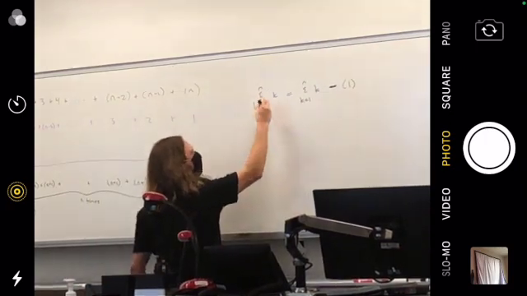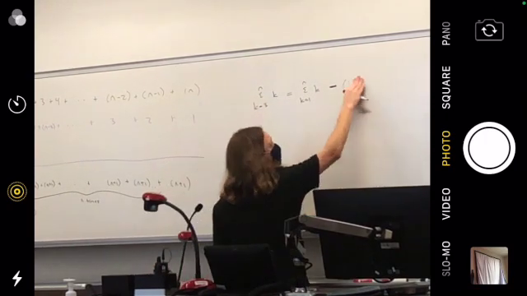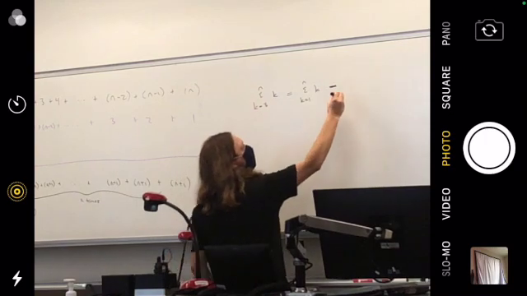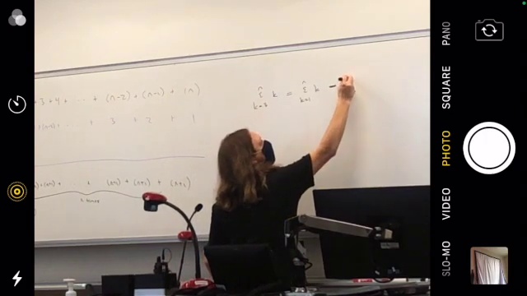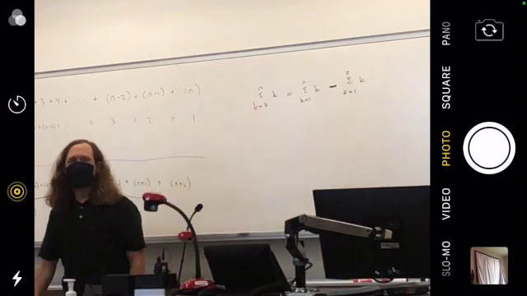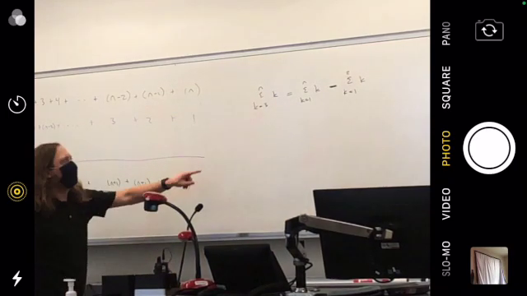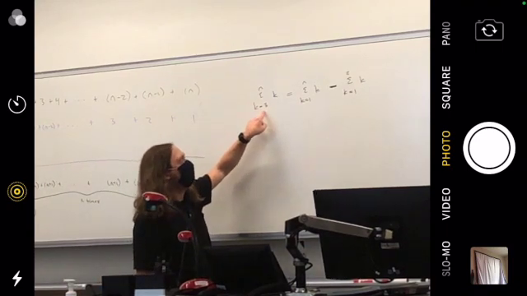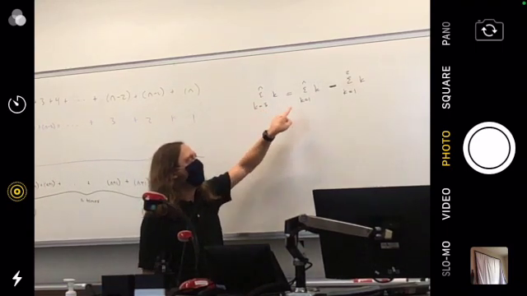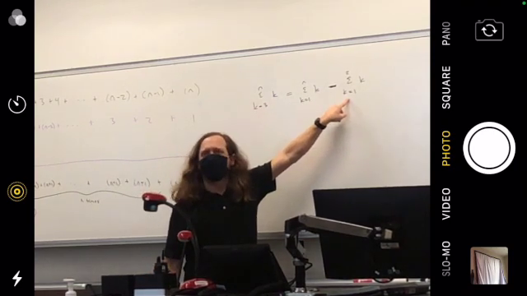Actually, this is better. Let's start at 3. Then what would I do? I would subtract the sum k equal 1 to 2. Does that make sense? I want to start at index 3. So start at index 1, but then subtract everything that came before index 3.